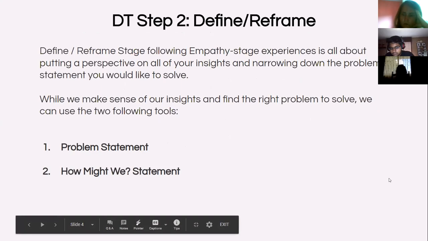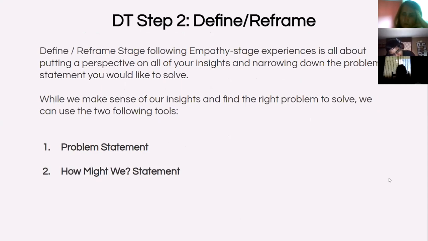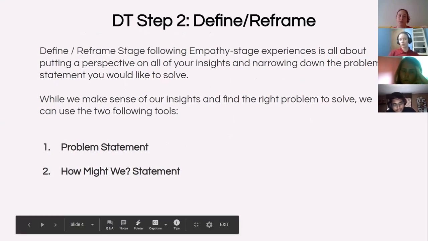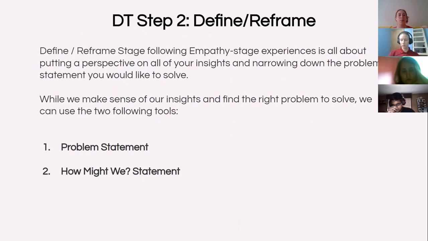Okay, I'm going to go ahead and we're going to jump into the define stage, and we've also covered the ideation stage today. So define, or reframe, we talked about last time too. This is all about putting a perspective on your experiences and all of the insights you've received from the people you want to work with, the communities you want to work with, and narrowing down the problem statements you would like to solve. So while we make sense of our insights and find the right problems to solve, we can use the two following tools, which are the problem statement and the how might we statement.